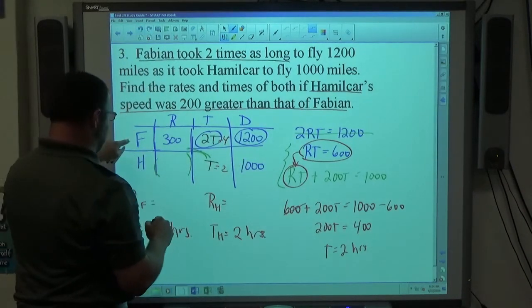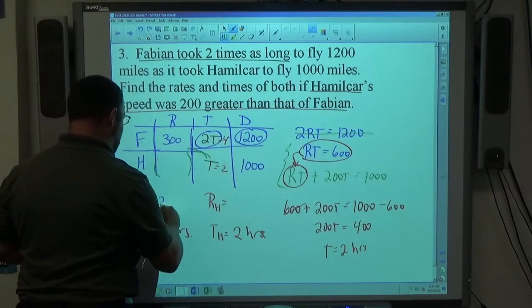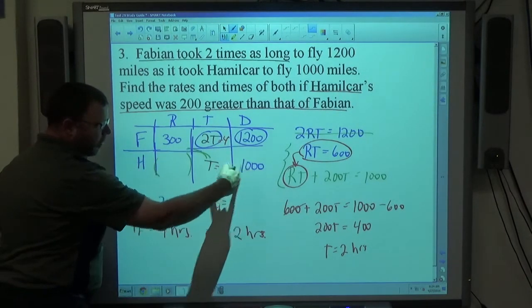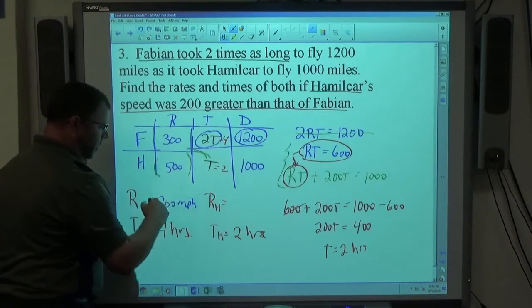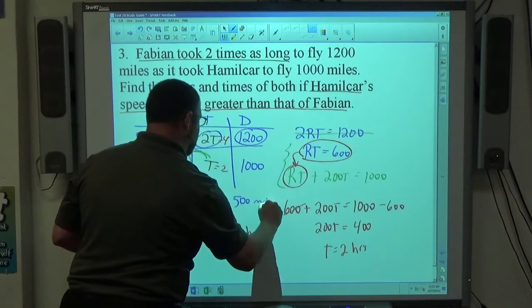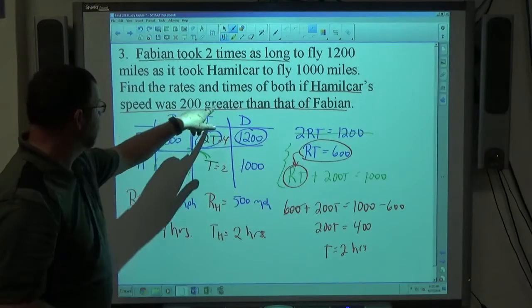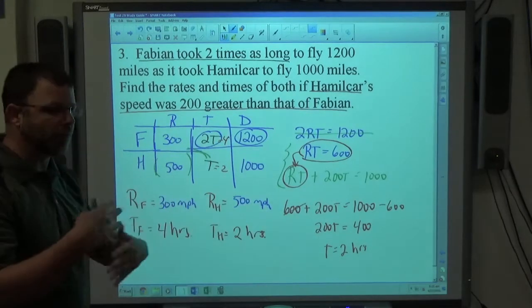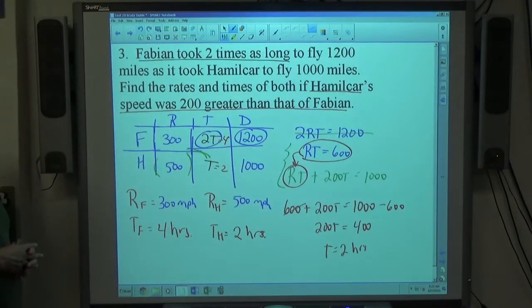And that means that Fabian's speed is 300 miles per hour. I also know that 500 times 2 is equal to 1000. So Hamilcar's speed is 500 miles per hour. Could have also used the relationship that Hamilcar's speed is 200 greater. 300 plus 200 is 500. So again, as you get more information, you can figure out your answers wherever you want to.